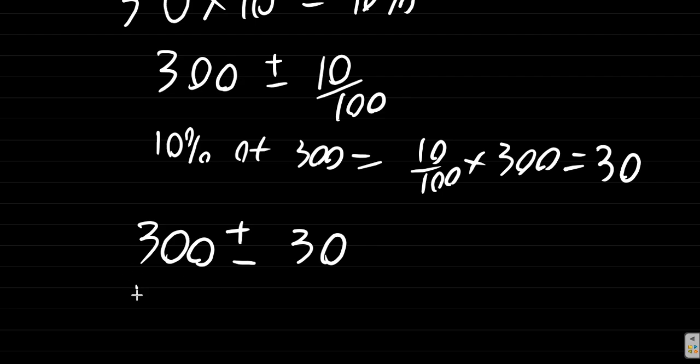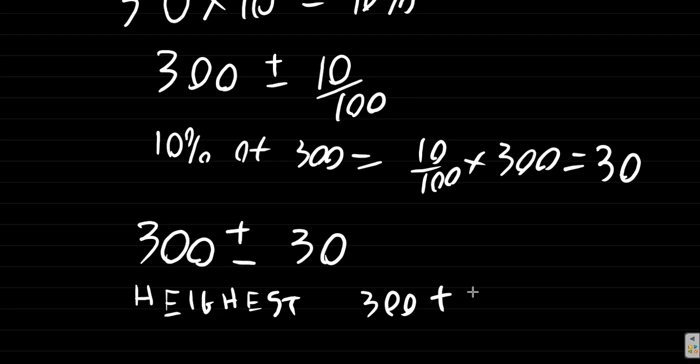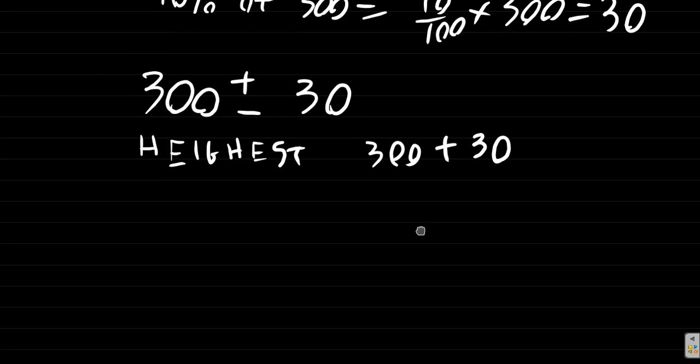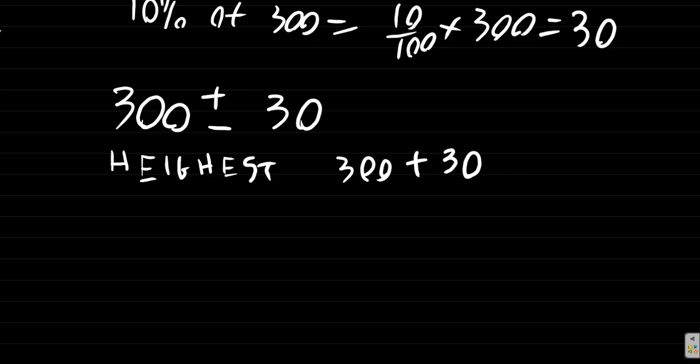So the highest value you should expect, what is the highest value? It is 300 plus 30. It's measured in ohms, alright? I'm going to put the omega sign after. So the highest value should be 300 plus 30, which is 330 ohms, omega.